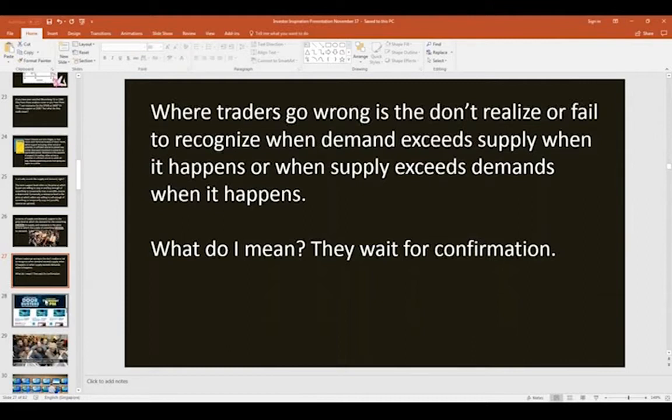Because the traders trade, right? Players play. The starters start, the bench warmers sit on the bench until they're called in, right? They don't wait for confirmation. The traders, they go out there and they trade the market. They don't wait for confirmation. And what do I mean?